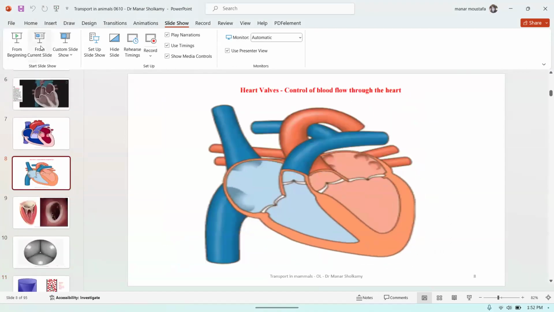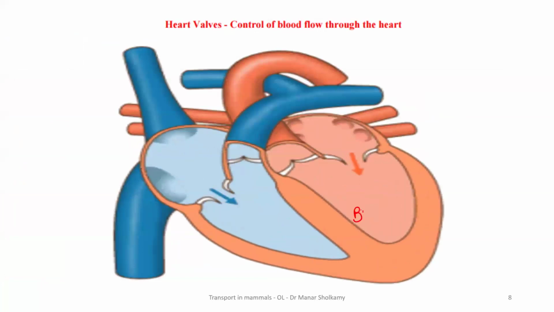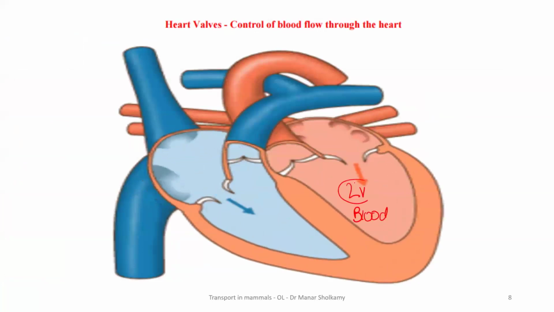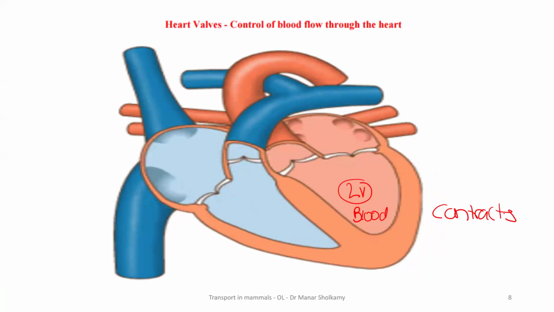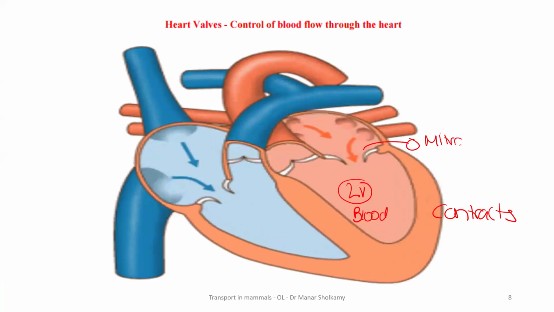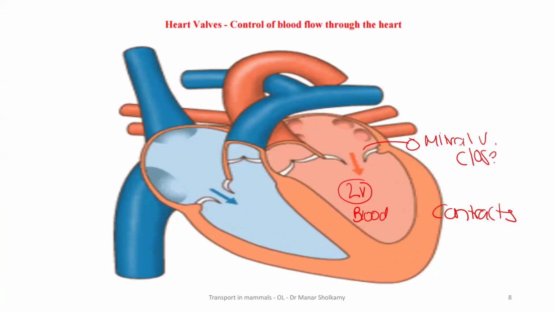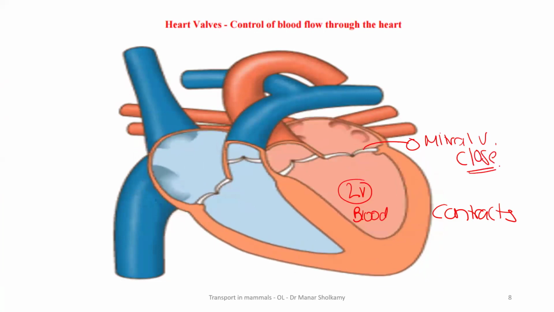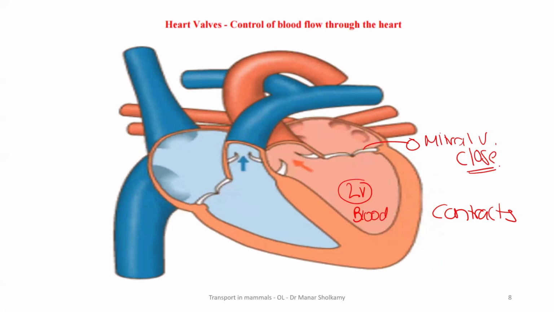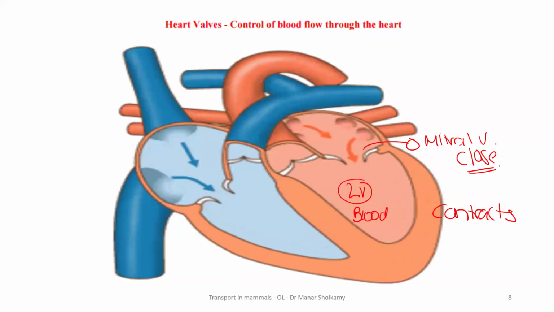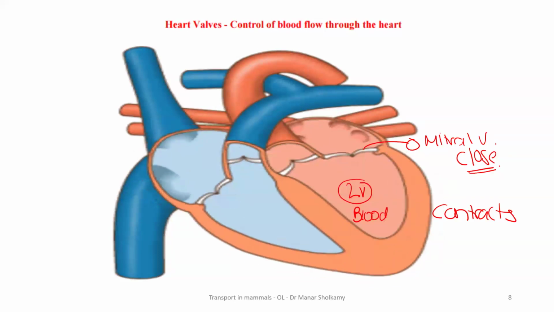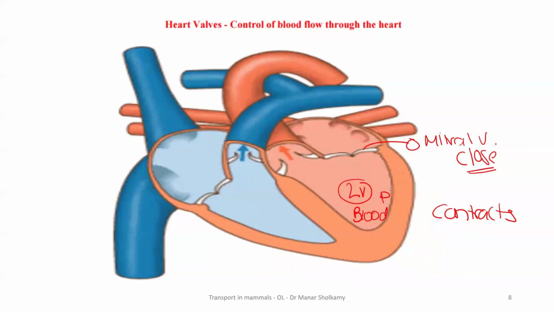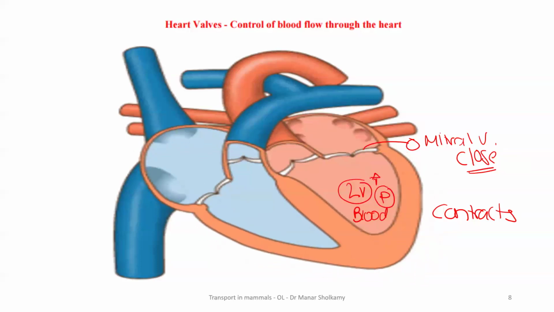Here. I have blood here in the left ventricle. I want to understand why, when the left ventricle contracts, the mitral valve will close. Who will tell me? Prevent the blood from going back to the left atrium. Correct. Now, I want to know how the procedure took place. When the left ventricle contracts, the pressure in the ventricle will increase, yes? Do you all agree with me?